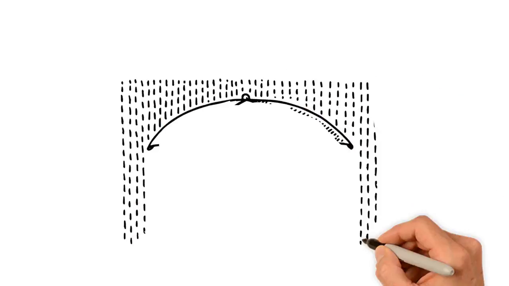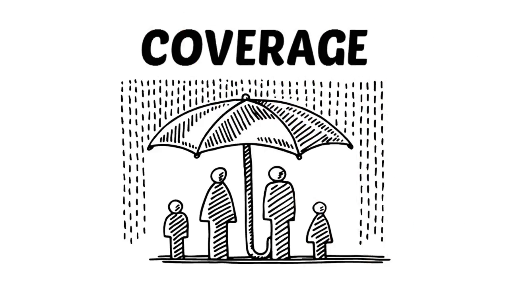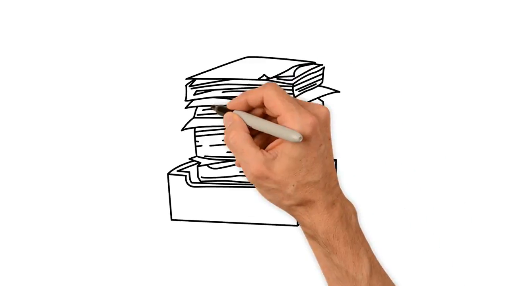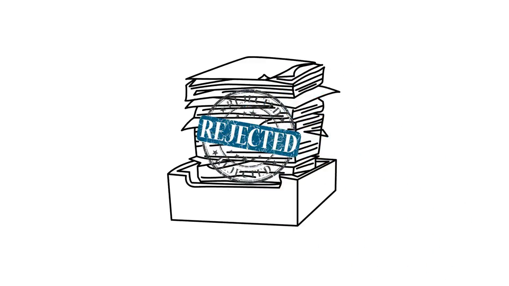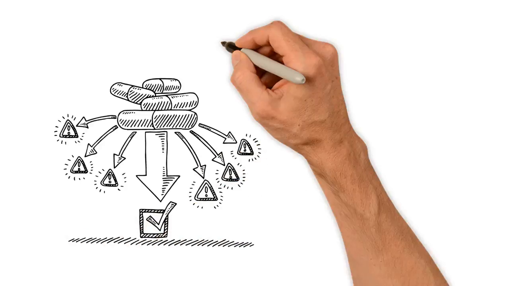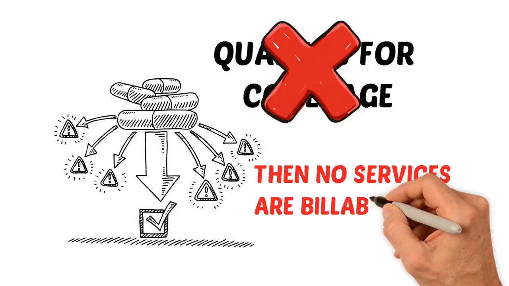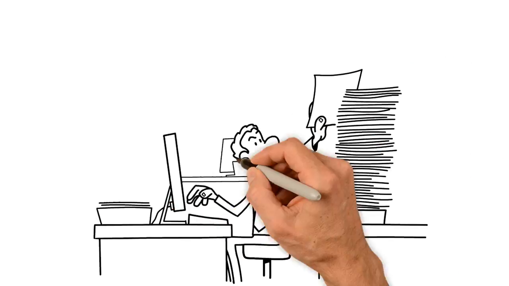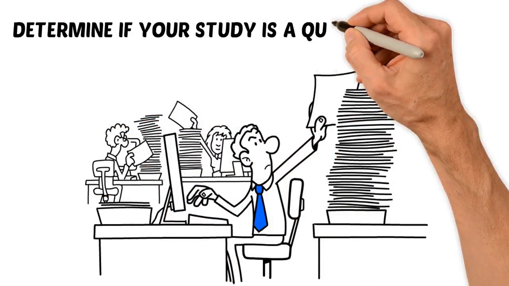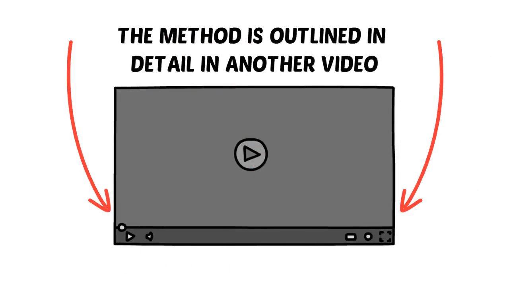It is important to remember that for any items or services required by the protocol to be billed to Medicare, the research study must first qualify for coverage. If the research study does not qualify for coverage, then even items and services that are medically necessary will not be covered. Medicare uses the term qualifying clinical trial to describe a research study that qualifies for coverage. If the research study as a whole does not qualify for coverage, then no services are billable. The OCR analysts determine if your study is a qualifying clinical trial during the coverage analysis process. The method of determining whether a research study is a qualifying clinical trial is outlined in detail in another video.